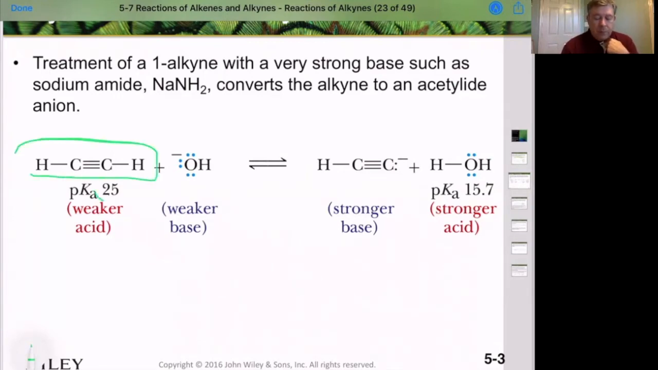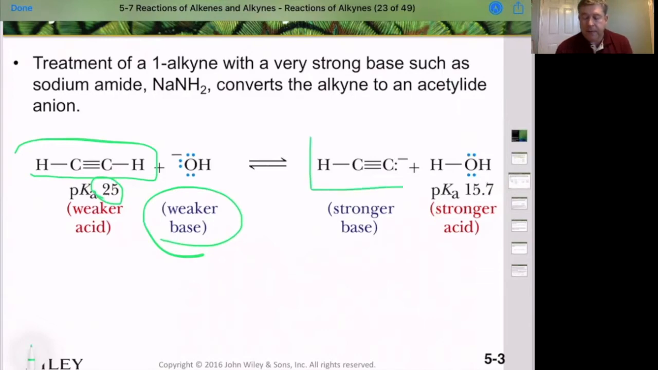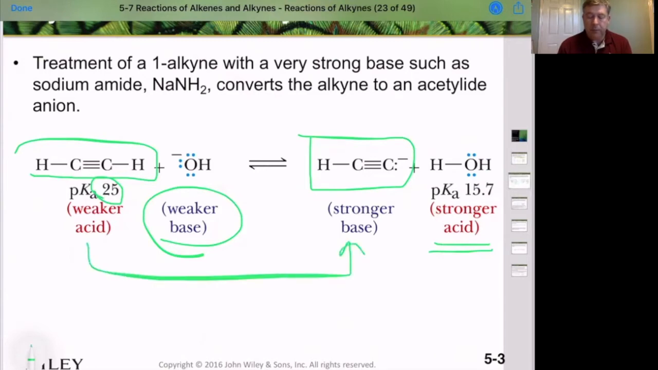It has a pKa of 25. If we use what we consider a strong base to try to remove that proton, and it does remove it and creates our acetylide ion, what we end up creating is our new acid. So our weak acid became our new base, and our base became our new acid. If we look at the pKa of this acid, water, it is 15.7. That's a lower number, which means it's a stronger acid. So by deprotonating our weak acid here, we generate a stronger acid.